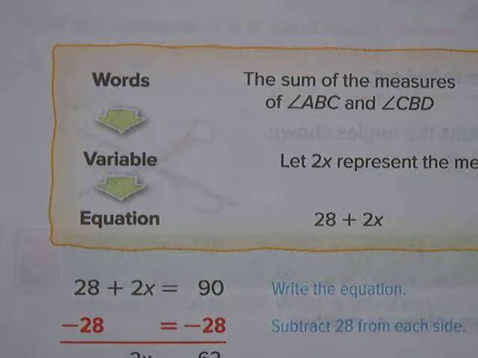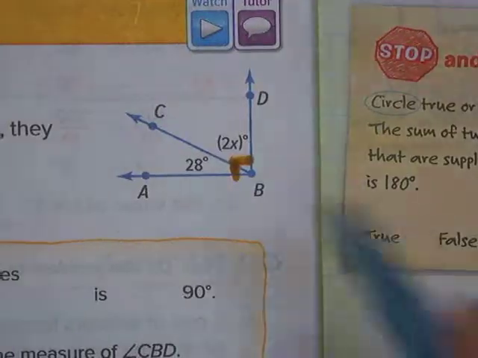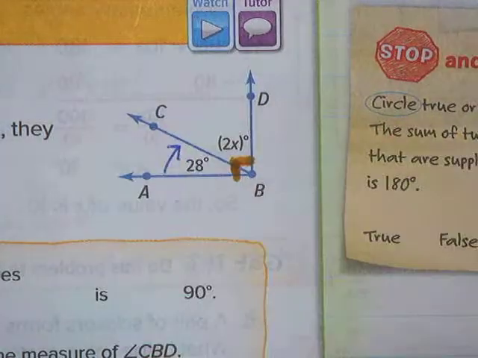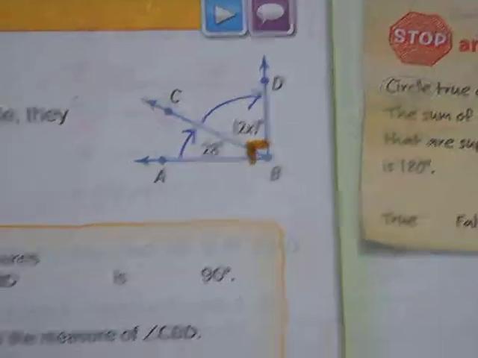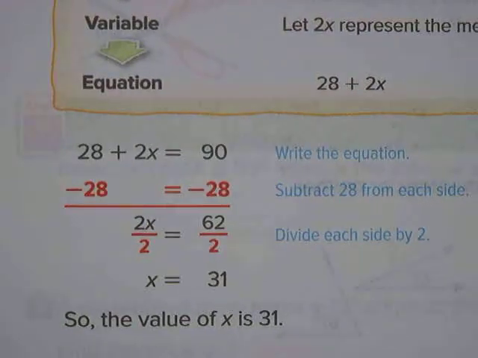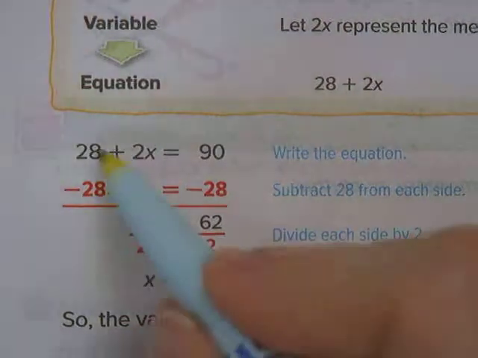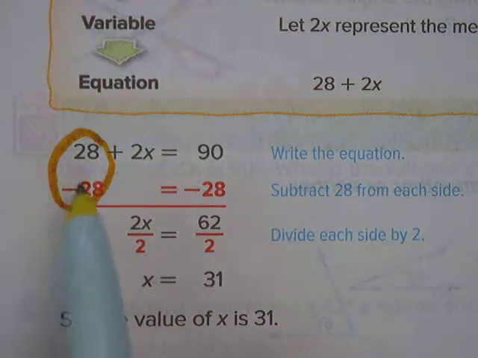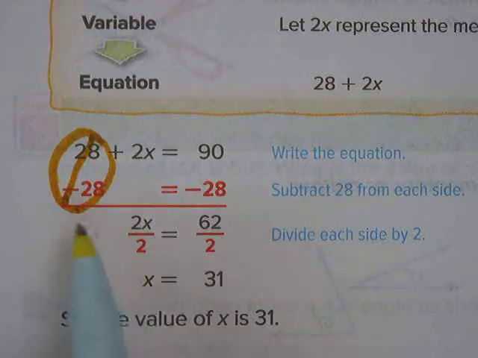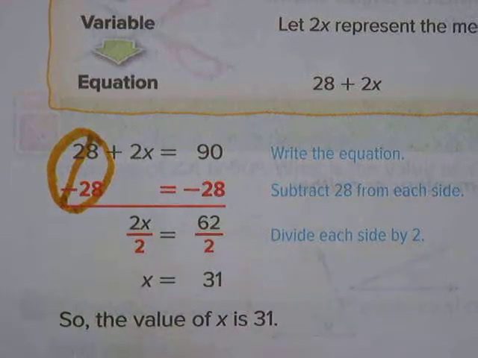28 plus 2x equals 90. If you look back at the picture, this rotation of 28 degrees plus this rotation of 2x degrees gives us a total of 90. And take a minute to notice our two-step equation that we did last chapter. Subtract 28, reset, and divide by 2.